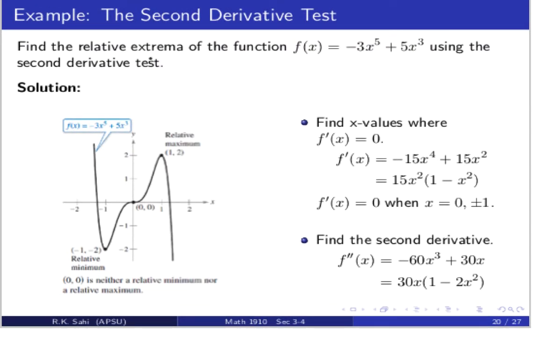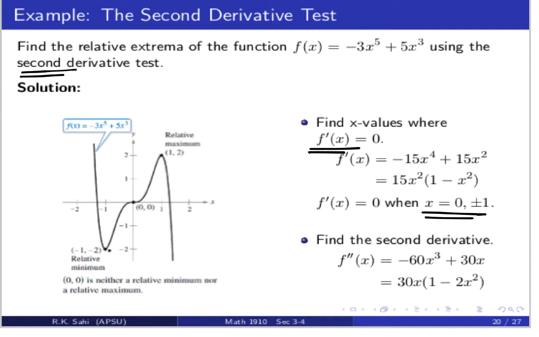The first example: find the relative extrema of this function, negative 3x^5 plus 5x^3, using the second derivative test. Now remember, for the second derivative test, the function has to be twice differentiable, and we would be looking at the points where the first derivative is 0. So the first step is we find the x values where f prime of x is 0. When you do that, you get negative 15x^4 plus 15x squared, which you can write as 15x squared times (1 minus x squared). So it's kind of finding the critical numbers where the function has a horizontal tangent line. And the points where it has that are x equals 0 or plus or minus 1.